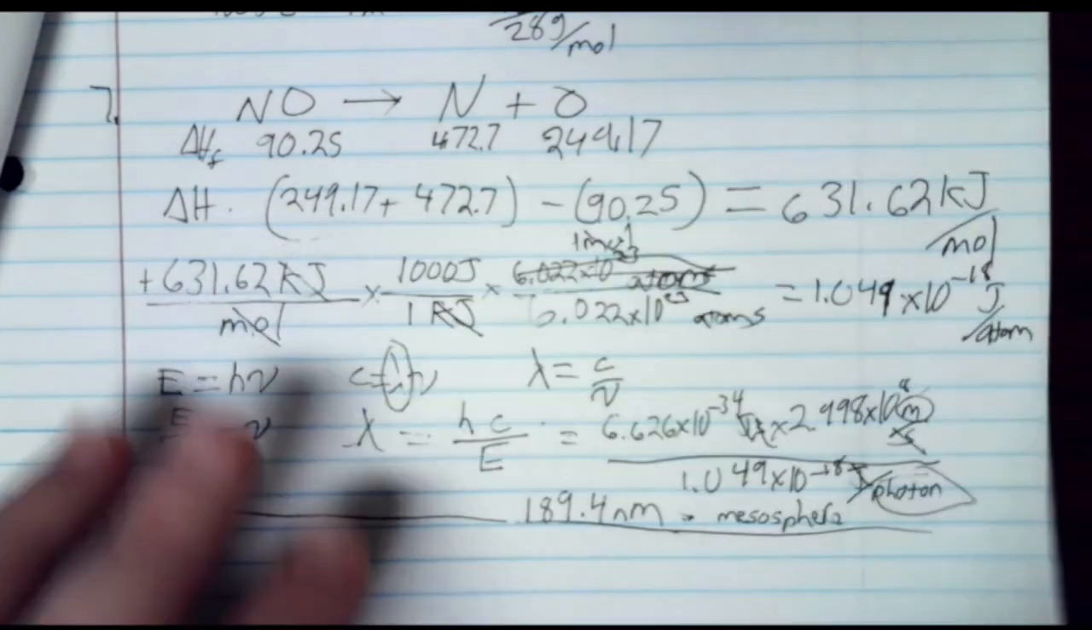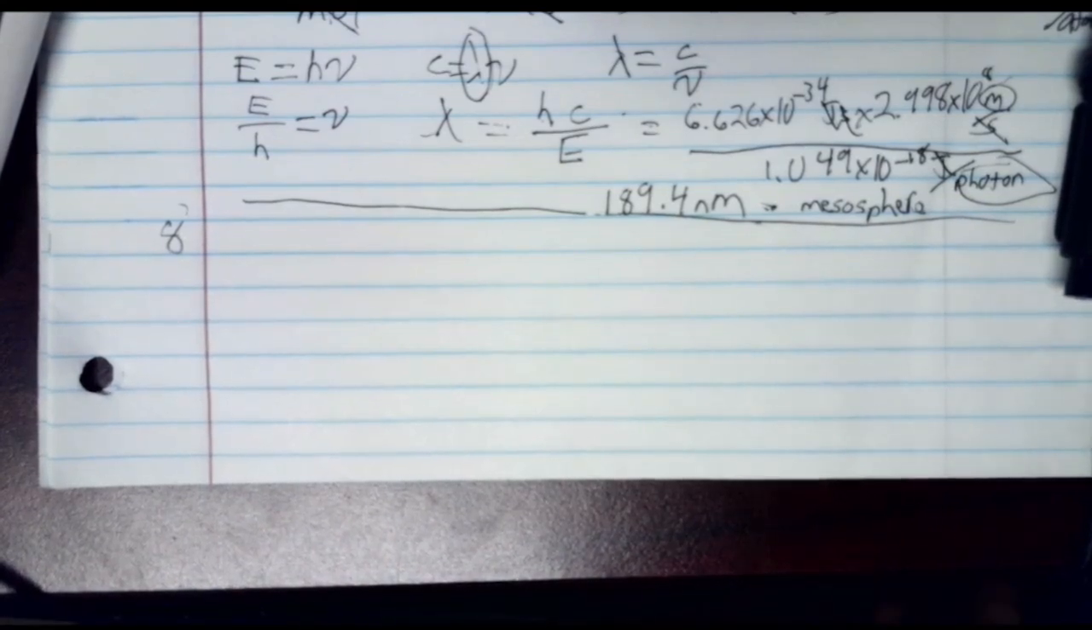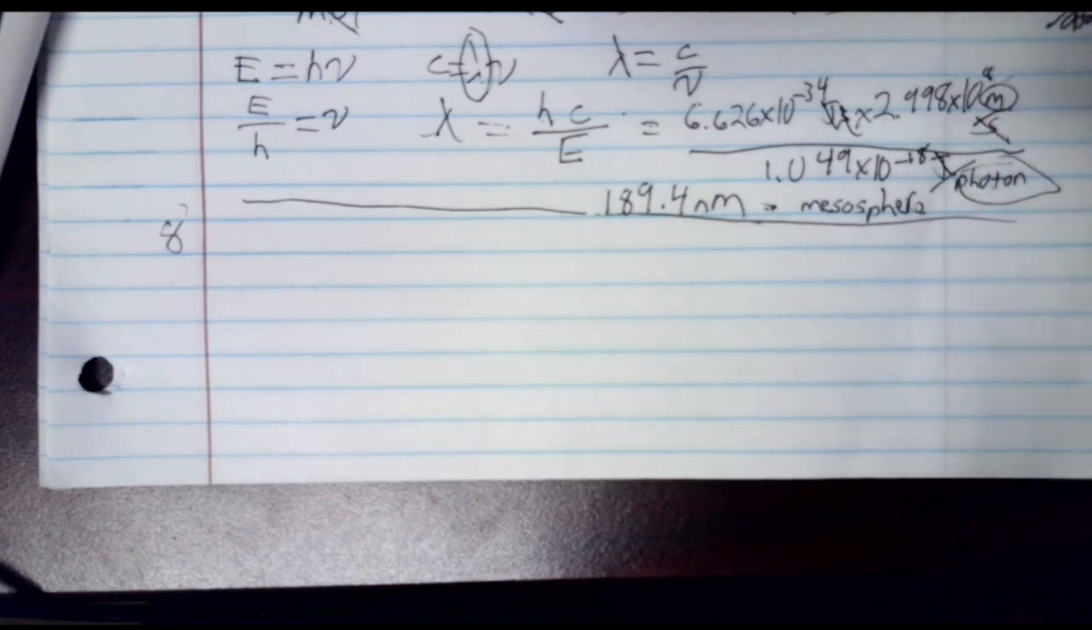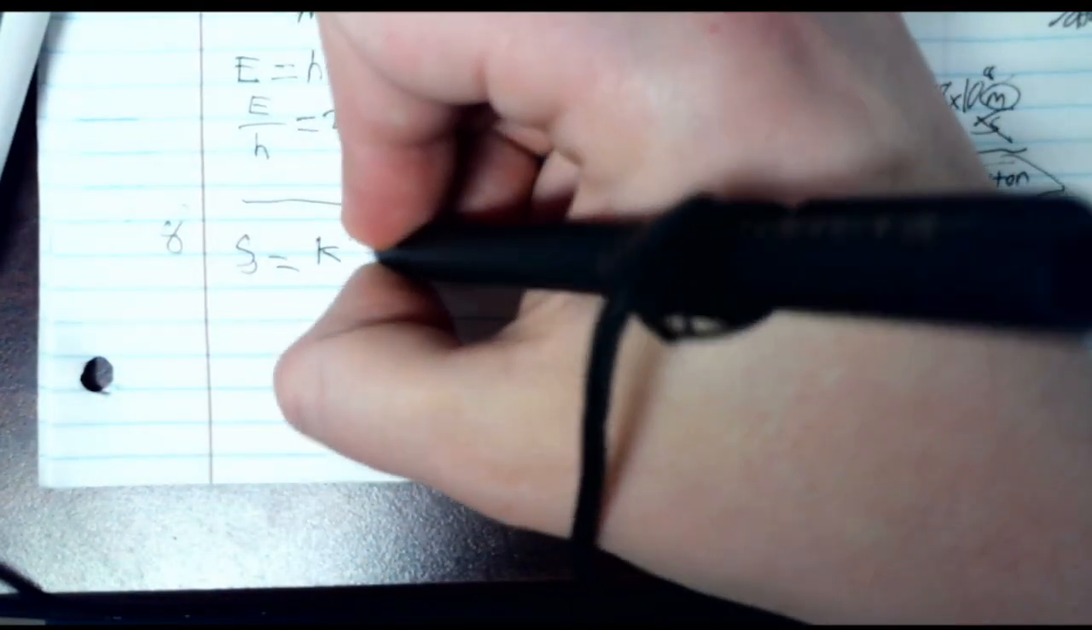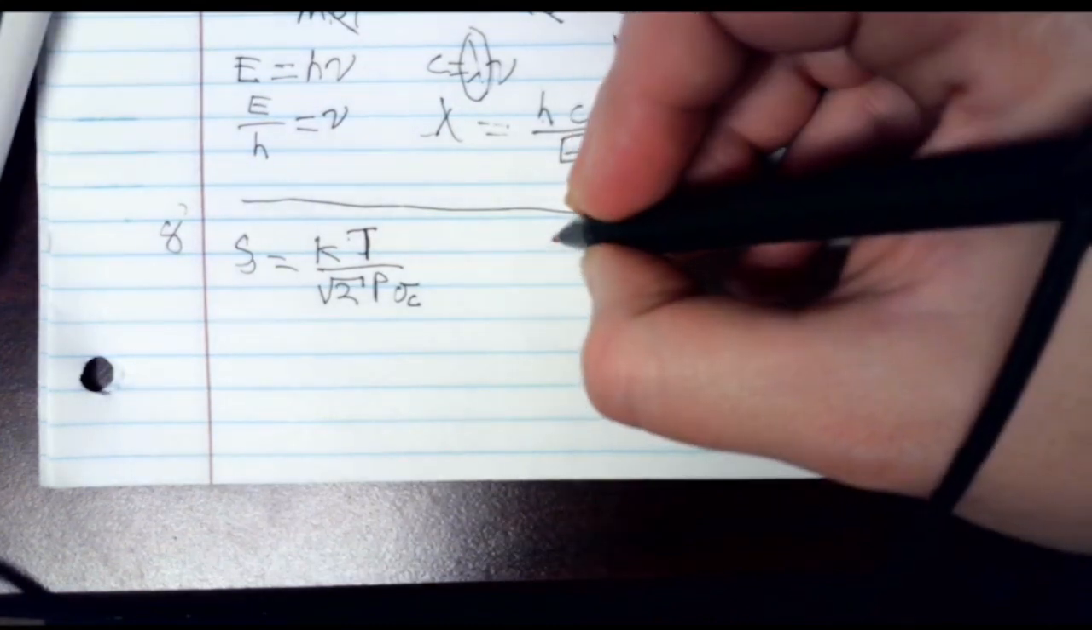Number 7. So, now number 8. Number 8 reads as follows. The average distance a gas molecule travels before colliding with another, the mean free path S, is a relationship that is K, Boltzmann's constant, T, over the square root of 2 times the pressure times sigma C. T and P are temperature in Kelvin and pressure in Pascal.